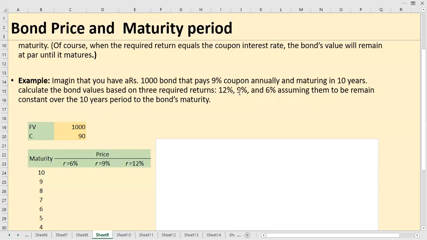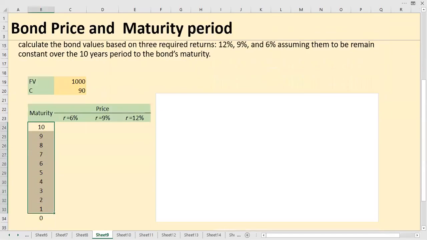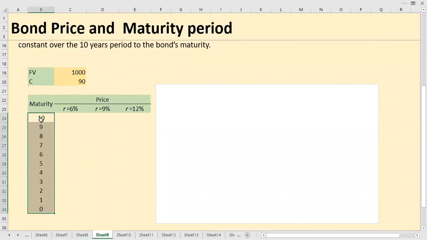When the required rate of return is 9%, it is equal to the coupon rate. That means the price of the bond is going to be equal to 1,000. When it is 12%, the price is going to be less than 1,000. When it is 6%, the price is going to be more than 1,000. So that is the relationship we know now. Let me introduce the same old formula so that you can calculate this value. Here, I have inverted the maturity value from 10 to 0.